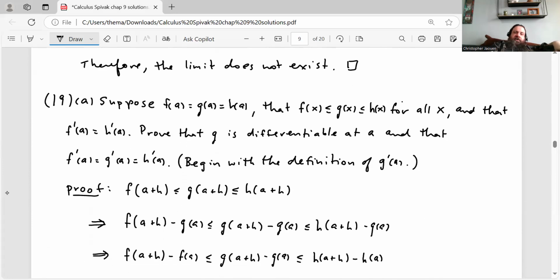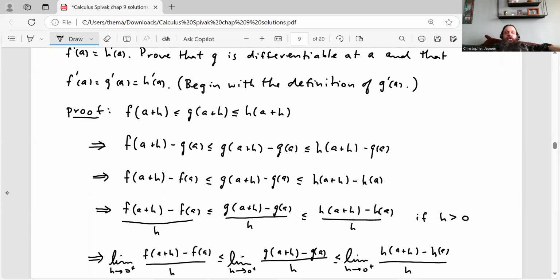All right, question number 19 also has a couple parts. Part A says, suppose f of a equals g of a equals h of a, such that f of x is less than or equal to g of x is less than or equal to h of x for all x, and that f prime of a equals h prime of a. Prove that g is differentiable at a, and that f prime of a equals g prime of a equals h prime of a. Spivak says begin with the definition of g prime of a. Here's my proof. F of a plus h is less than or equal to g of a plus h is less than or equal to h of a plus h. That's part of the hypotheses, right? This implies f of a plus h minus g of a is less than or equal to g of a plus h minus g of a is less than or equal to h of a plus h minus g of a.